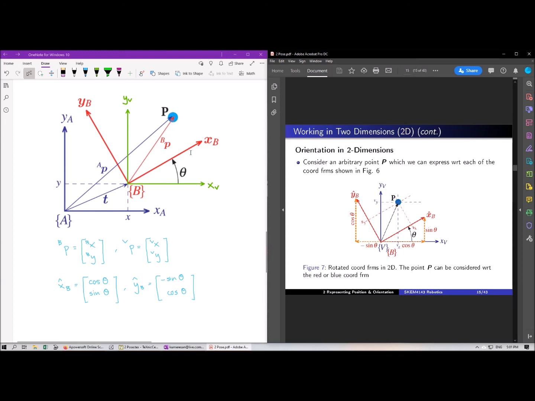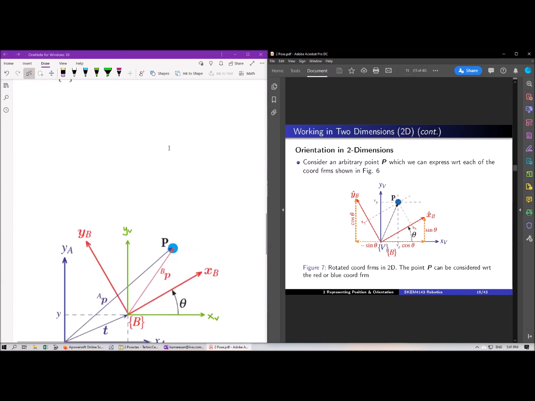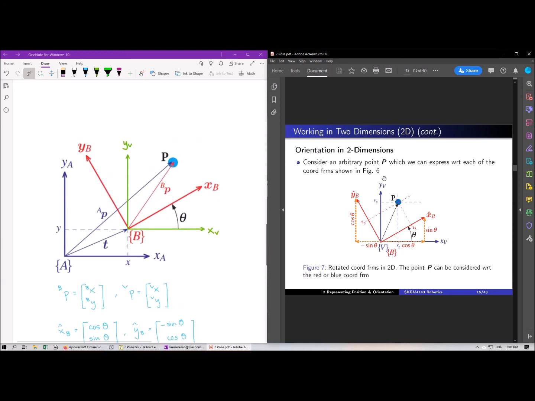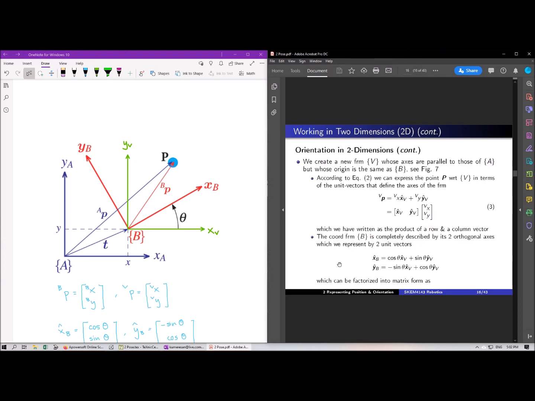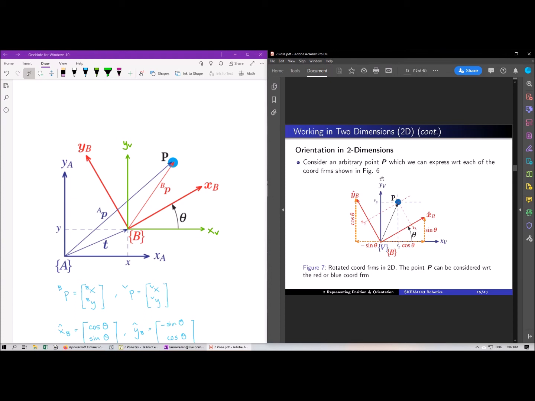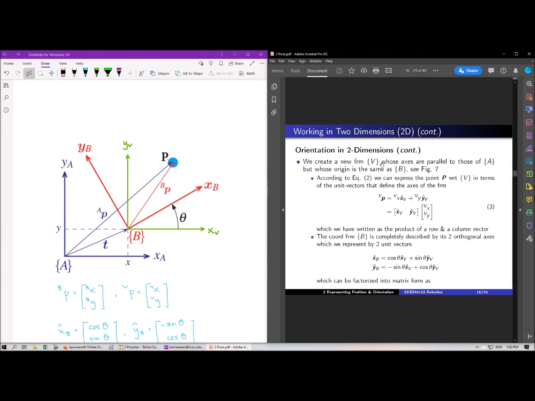The X component we call XB, and the Y component we call YB. And if we describe the same point with respect to V, we haven't talked about V yet, so let's go through the next point. We create a new frame V whose axes are parallel to those of A, but whose origin is the same as B.